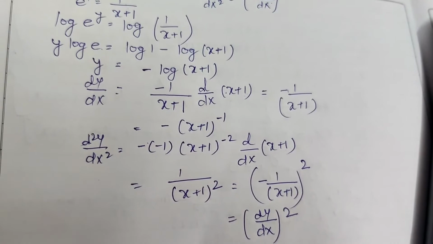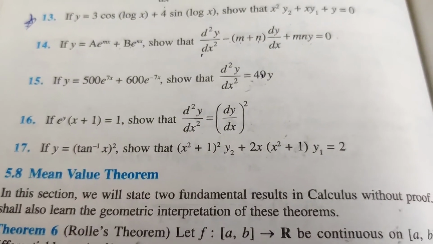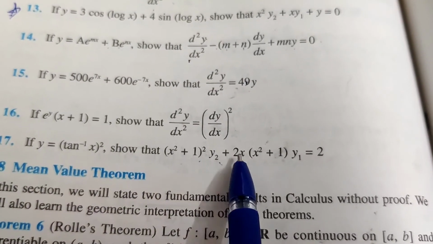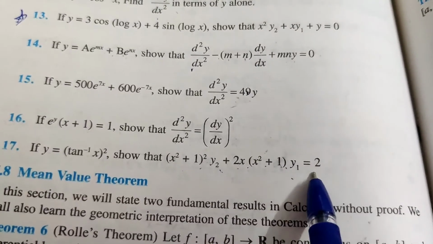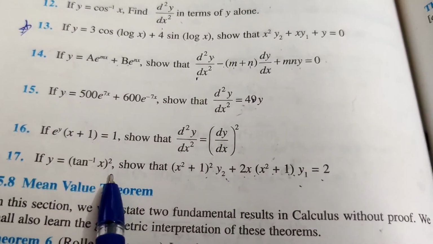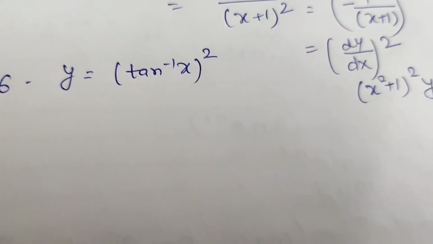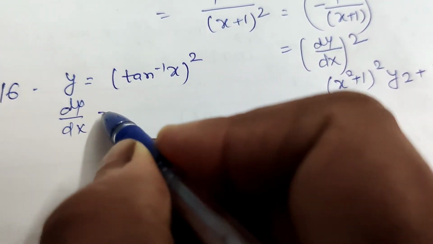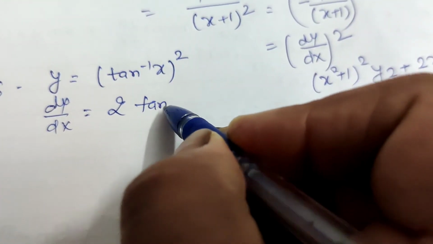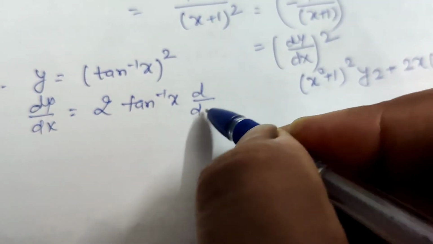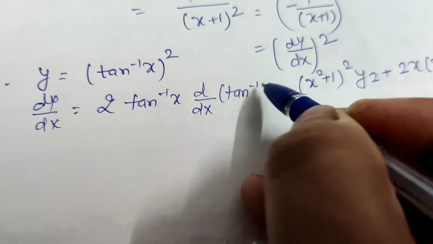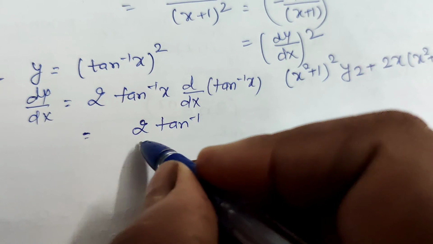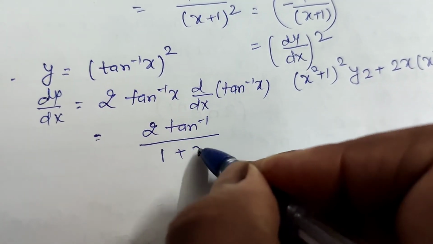Question number 16. If y equal to tan inverse x whole square, show that x square plus 1 whole square y2 plus 2x into x square plus 1 y1 equal to 2. y equal to tan inverse x whole square. Now differentiate: dy over dx equal to 2 tan inverse x and d over dx of tan inverse x. It means 2 tan inverse x and differentiation of tan inverse x equal to 1 over 1 plus x square.